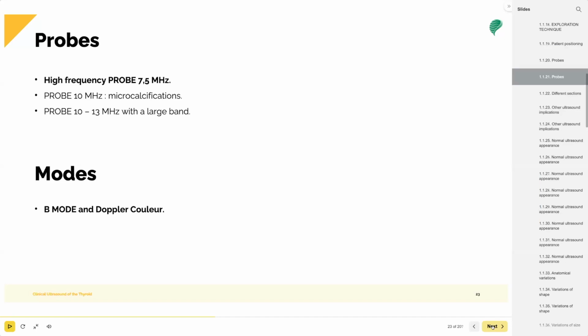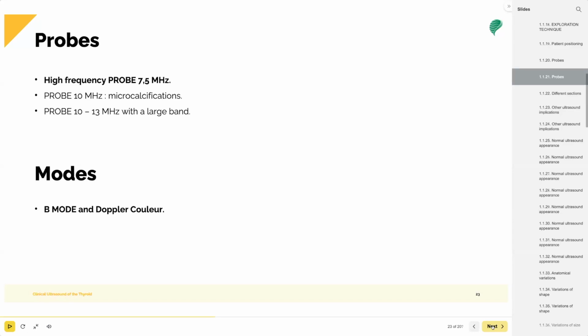In terms of probes, we do use a high frequency probe, usually 7.5 megahertz and more. We do utilize other probes in very special instances, like a very, very enlarged thyroid. Sometimes a doctor would like to see that entire thyroid. So we can manipulate the image by changing the probes or using other techniques that would enable us to visualize the thyroid optimally.